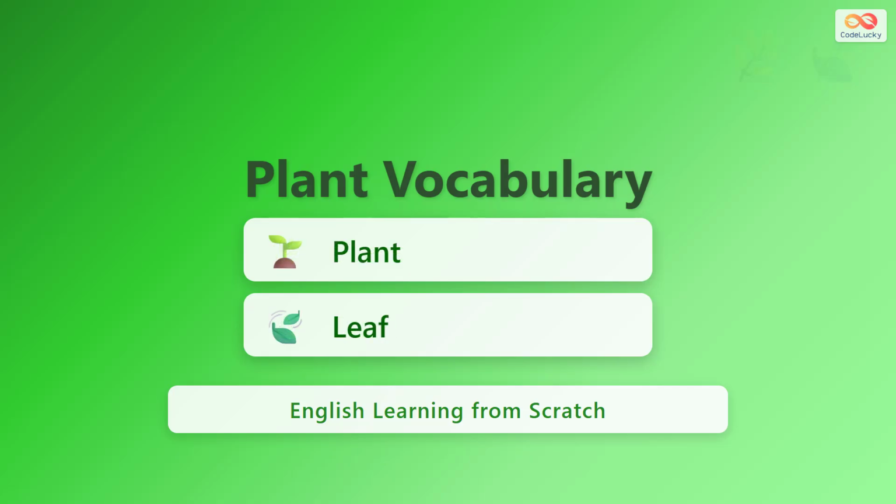Plant and leaf complete our list. Plant means any living green thing that grows in soil. Leaf is flat green part on branches or stems. Leaves catch sunlight to make plant food.